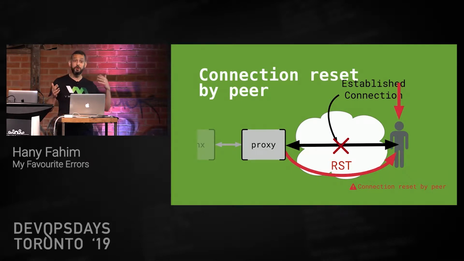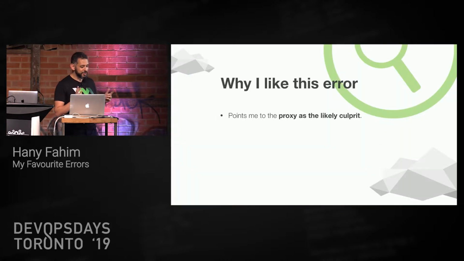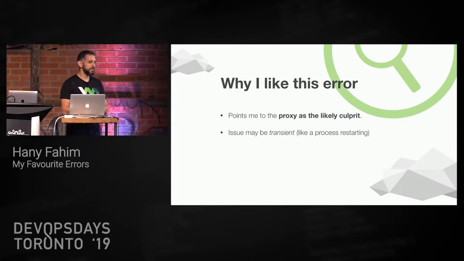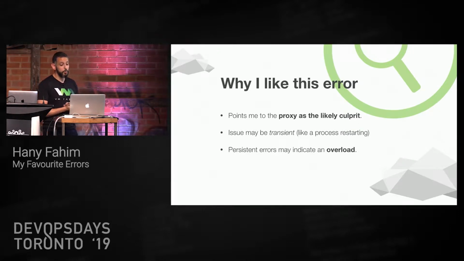And in this case, the peer is the proxy. So this is the equivalent of somebody hanging up the phone on you mid-conversation. I like this error because it points me to the proxy as the likely culprit. Usually it's transient. I see this often when processes are being restarted, so connections are terminated, and you get a few of these errors, but then it recovers quickly. However, if it is persistent, it could indicate some sort of overload, so the process is maybe crashing in a continuous cycle, or it could be some other load management kicking in.